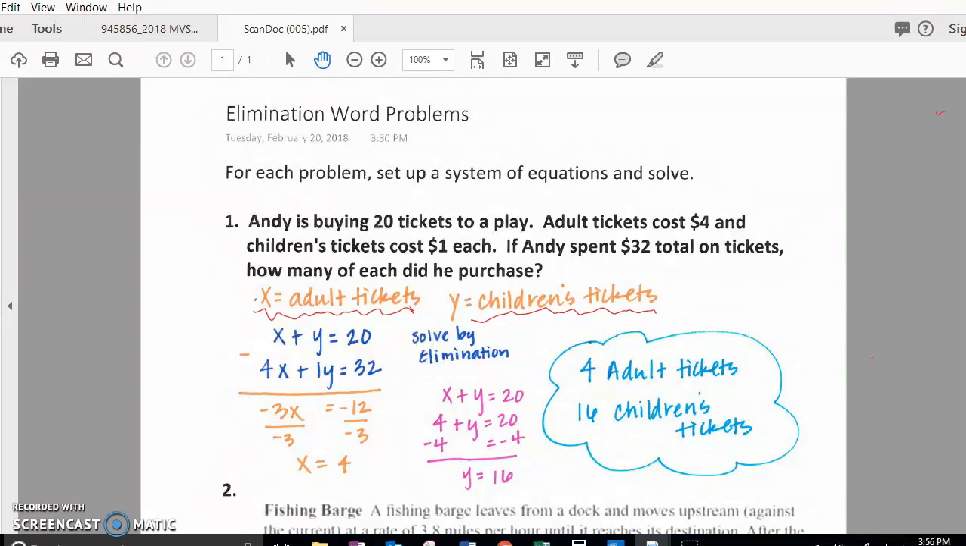The first equation is typically always a total. So the number of adult tickets plus the number of children's tickets was 20 total. 20 of them were purchased. Then the second one is where you go in and assign the monetary value to it. So $4 for every adult plus $1 for every child equals $32 spent on tickets altogether.